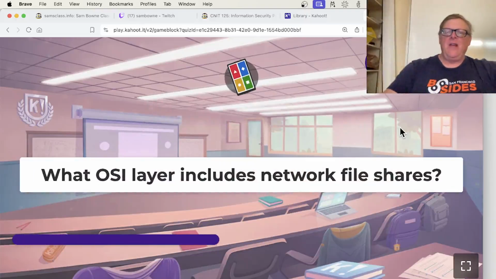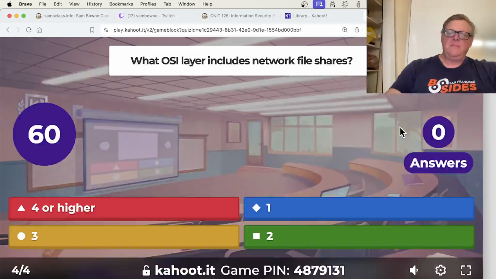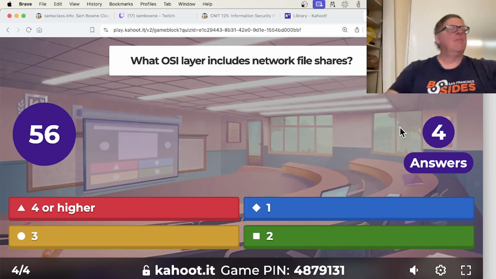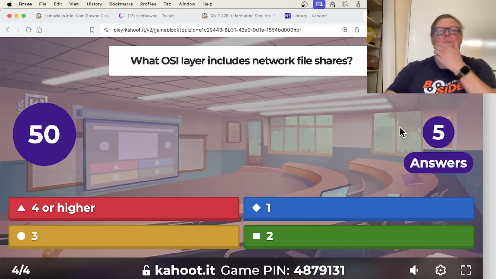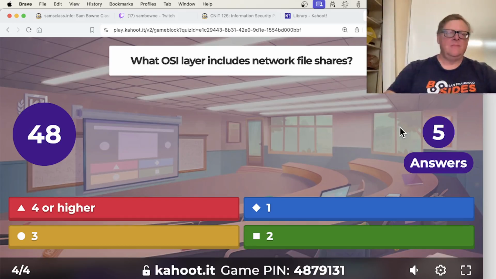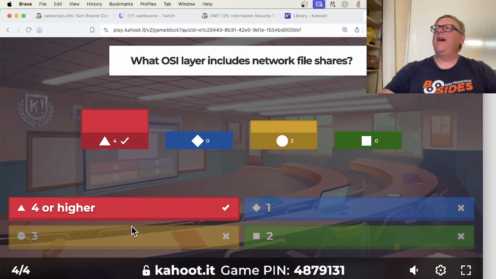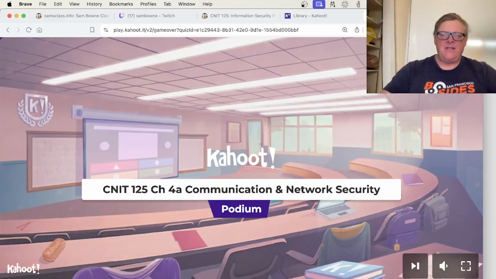All right, and what layer includes network file shares? That's up here. We normally put that at layer 5, a session layer. You typically have to log in somehow to access a network file share. It's beyond the first 4 layers, which are just communicating with the right piece of software on the right device. All right.